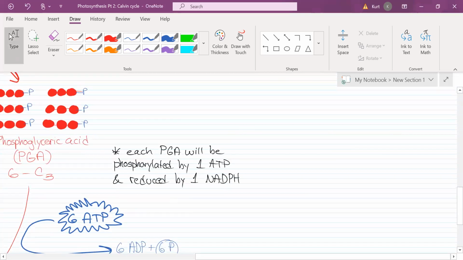Each PGA will be phosphorylated by 1 ATP and reduced by 1 NADPH. That's why there are 6.